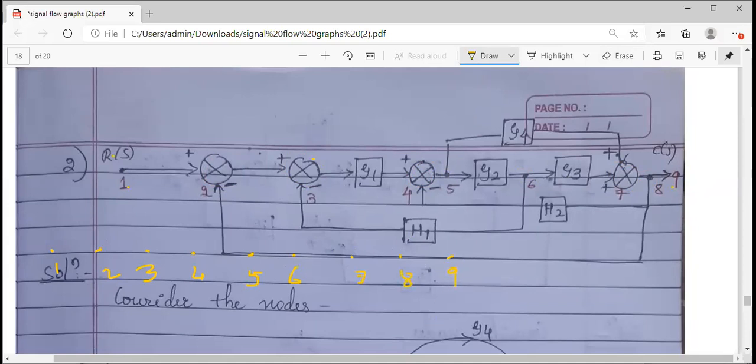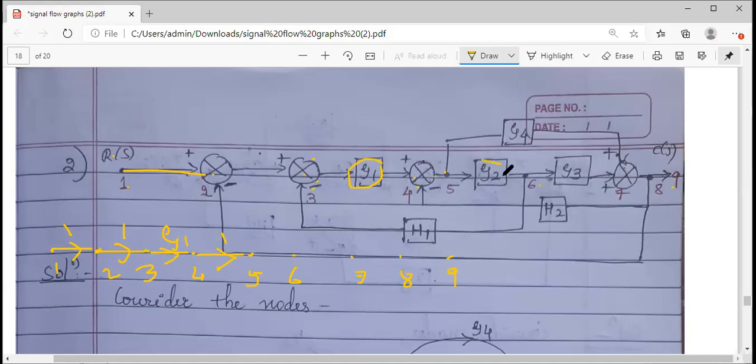Nine, so totally 9 nodes. Observe between first and second node, single line. Between 2 to 3, again we have a single line, and gain values are not mentioned, simply take 1, 1. Between 3 to 4, you have gain G1, mark as G1. Between 4 to 5, single branch with gain 1.